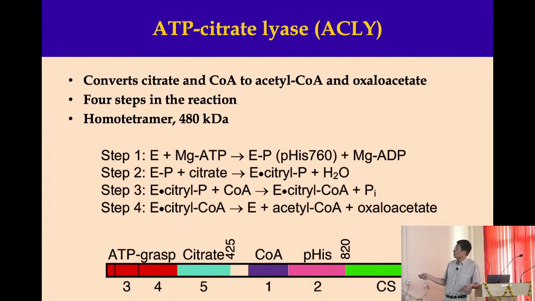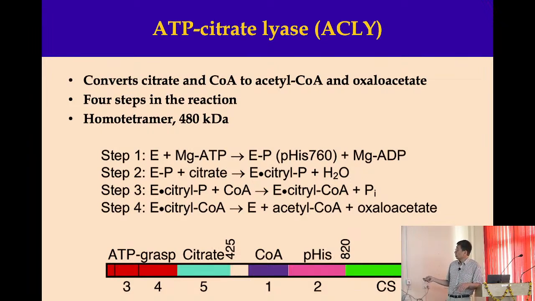The 4 steps: first requires ATP hydrolysis. The phosphate goes onto histidine, so we have a phosphohistidine. Then the phosphate is transferred to the citrate group to make citryl phosphate. So that's how you activate citrate. The citryl phosphate is then combined with CoA to make citryl-CoA. And then citryl-CoA can go through a lyase reaction to give you acetyl-CoA and oxaloacetate.